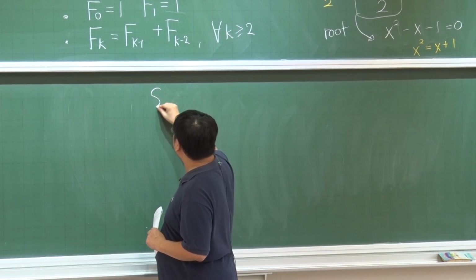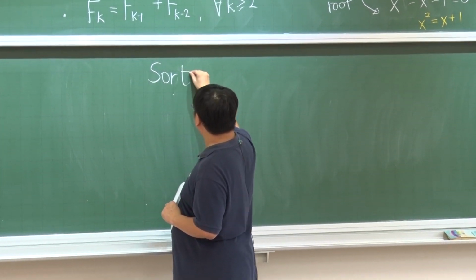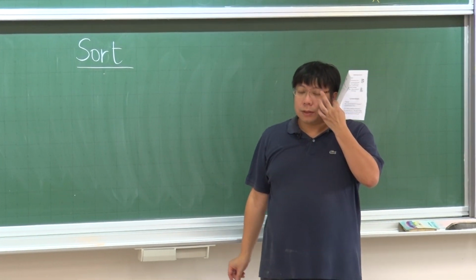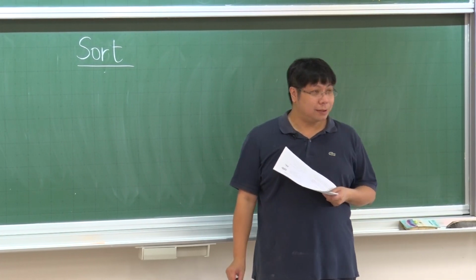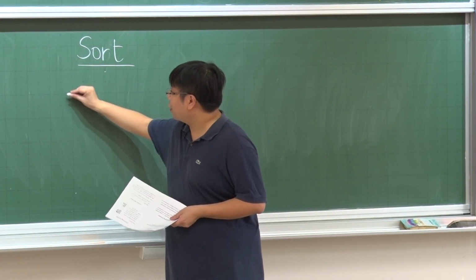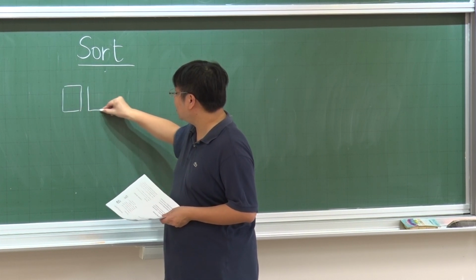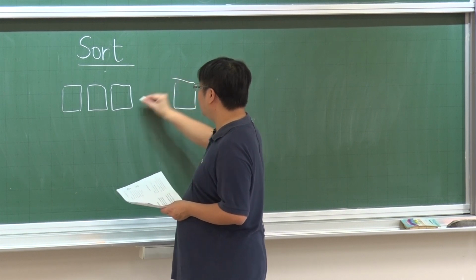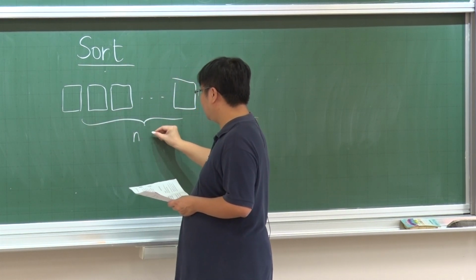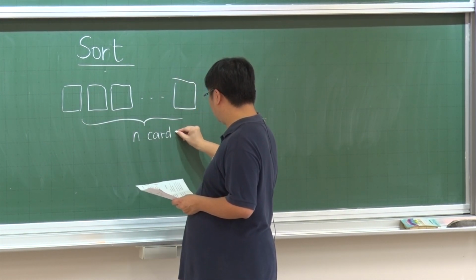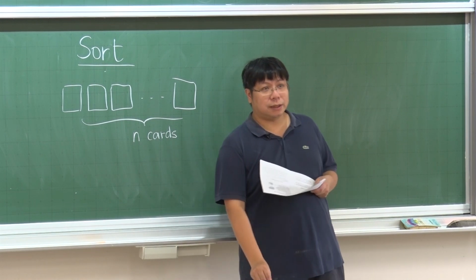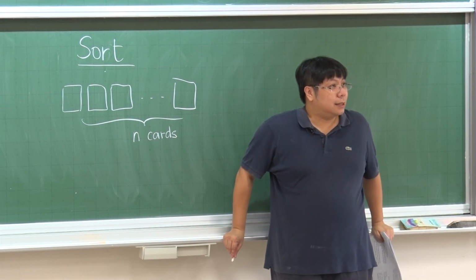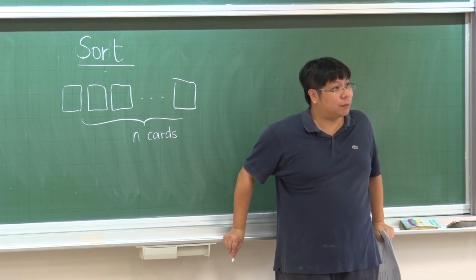So we are looking at a sorting problem. Sort means to arrange things in correct order. So let's say we have a bunch of cars. Let's say there are n cars. All of them are written with a different number on it, and we want to arrange these cars from small to large. So how can we do it?